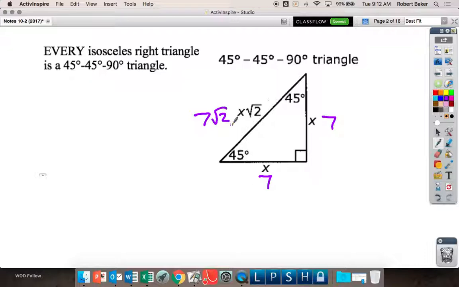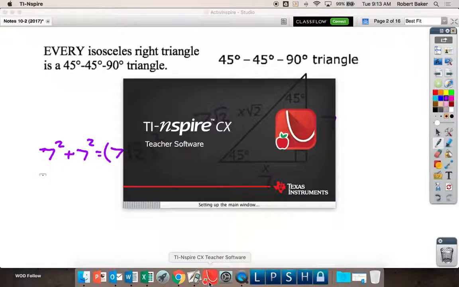And it is a right triangle. You want to see it? You want to make sure it works? Let me load my calculator. So if we check 7 squared plus 7 squared, it should equal 7 square root of 2 squared. The Pythagorean theorem should work if it is a right triangle.